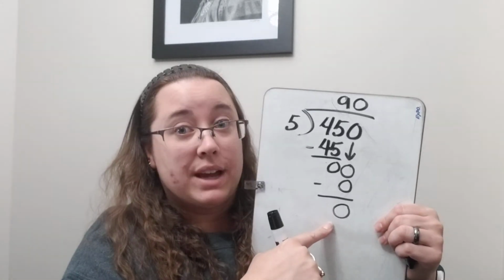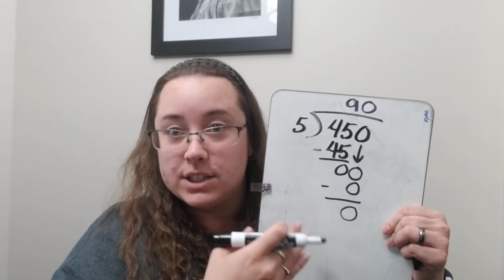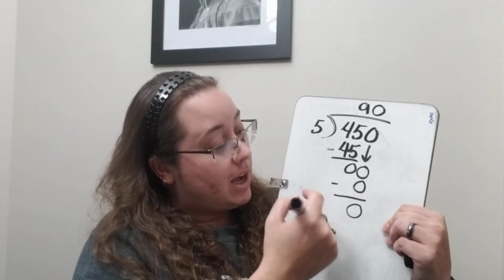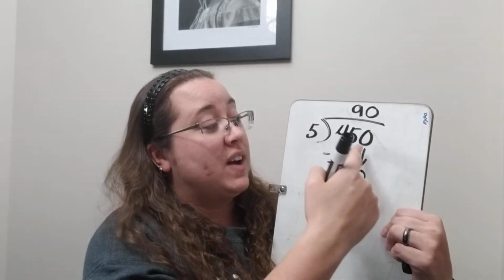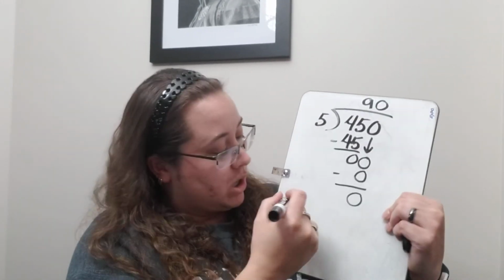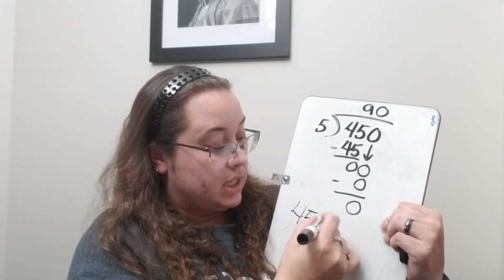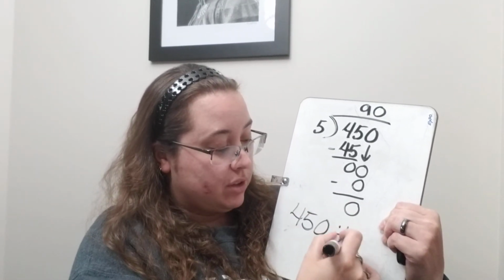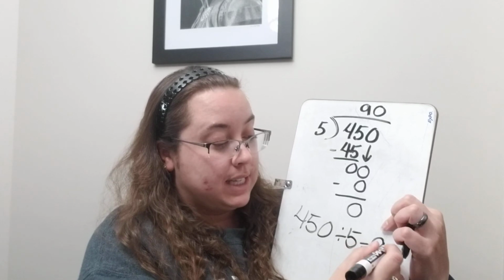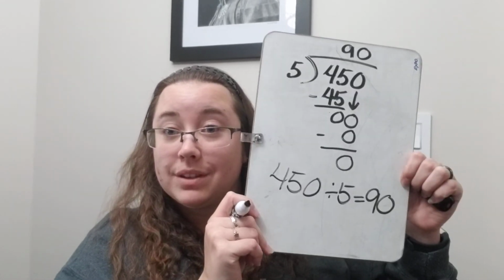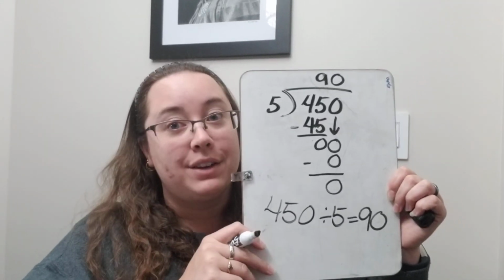Because there's a 0, that means it divides evenly into this number. So I know that 90 times 5 makes 450, or 450 divided by 5 equals 90. This is the conventional method for long division.